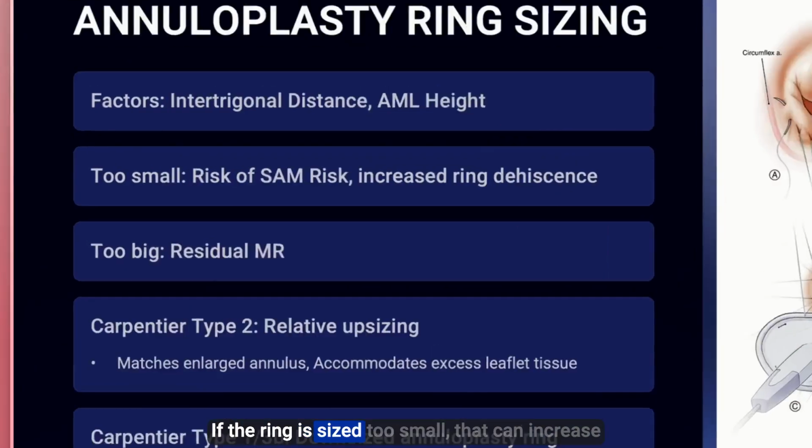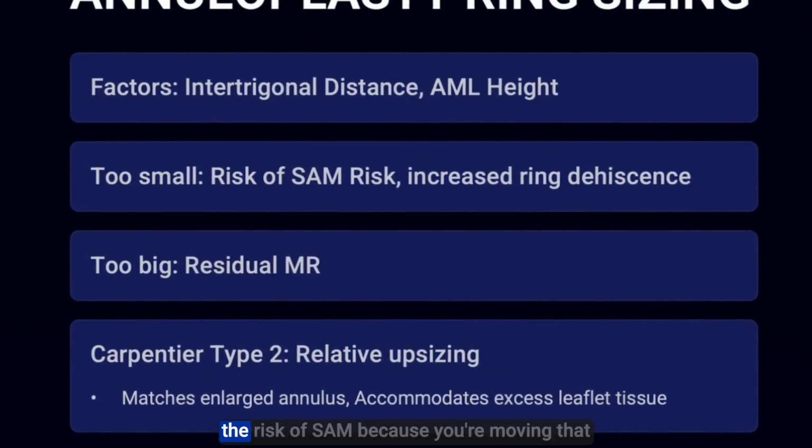If the ring is sized too small, that can increase the risk of SAM because you're moving that posterior part of the annulus more anteriorly. You're closing that gap between the interventricular septum and that coaptation point. Also, if the ring's too small, there's increased risk of ring dehiscence because there could be too much tension on that annular site. If the ring is too big, well, it increases the risk of residual MR.